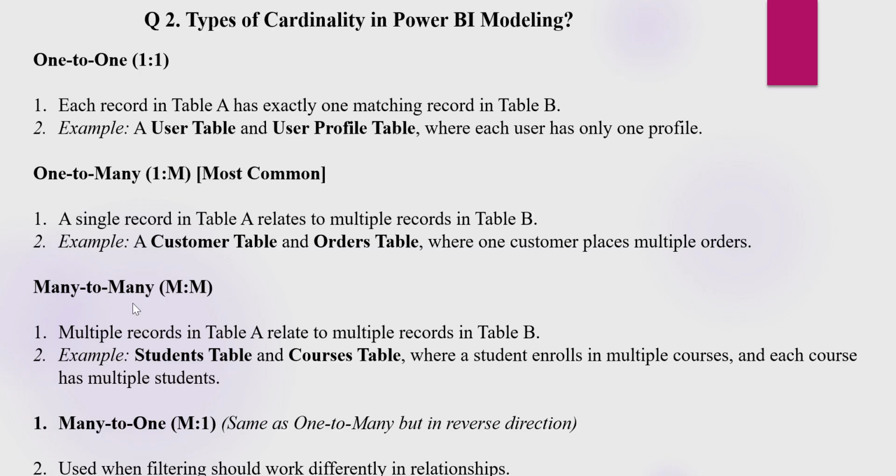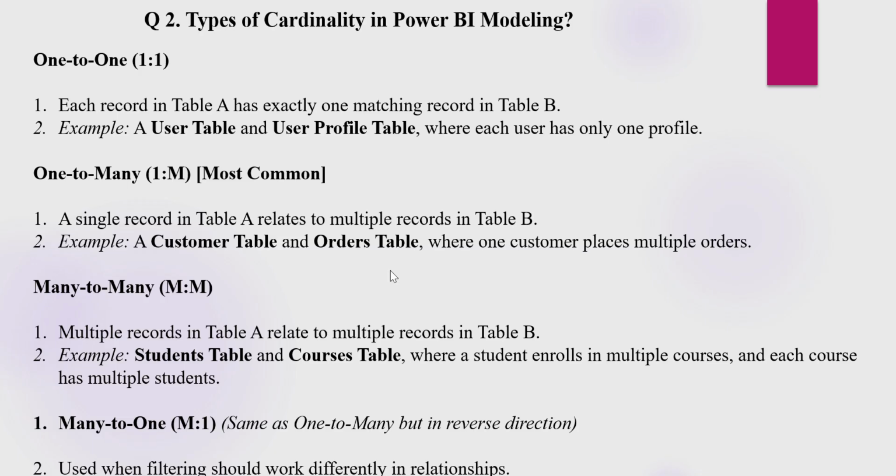Third is many to many, where multiple records in table A relate to multiple records in table B. For example, a student table and a courses table where a student enrolls in multiple courses and each course has multiple students. And next is many to one, which is the same as one to many but reverse in direction, used when filtering should work differently in relationships. For example, an employee table with a department table where many employees belong to one department.